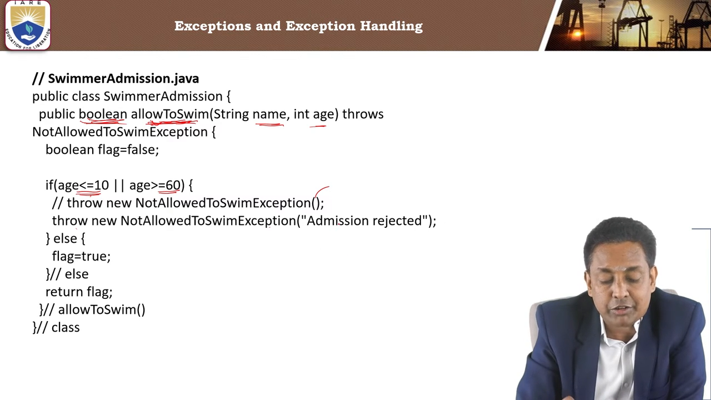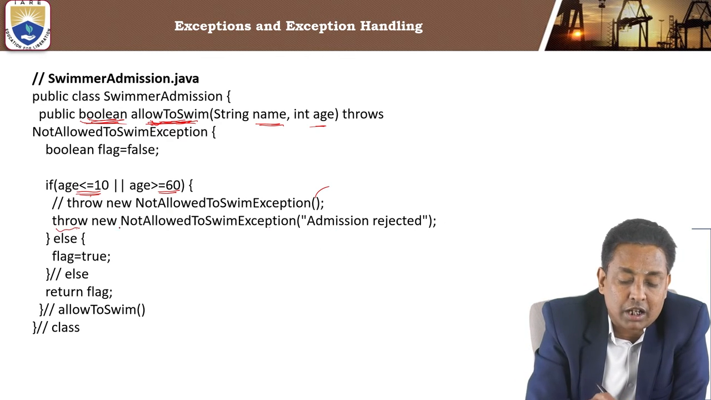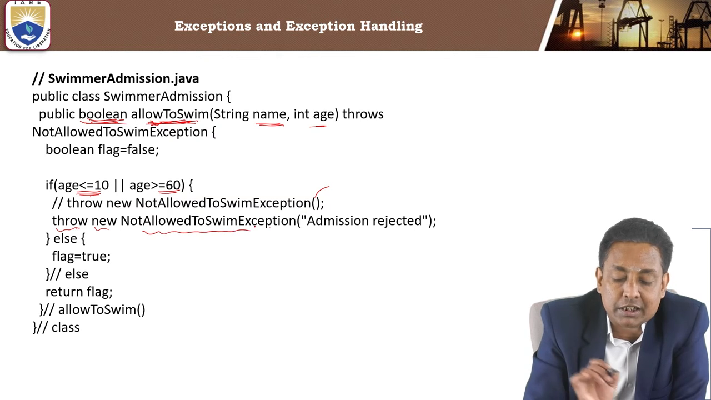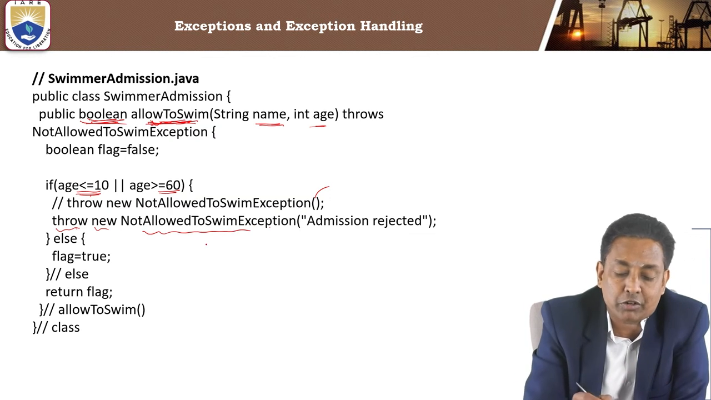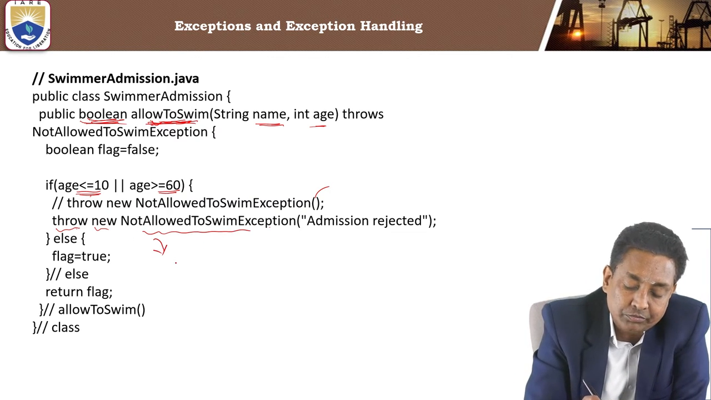This is the second constructor we are using. So using the throw keyword with the new operator and the exception class constructor, we are creating an exception object and throwing it. This is called raising an exception.